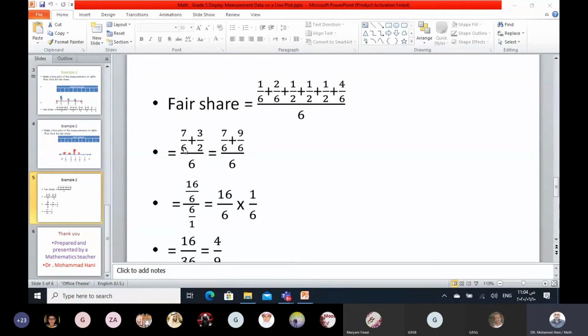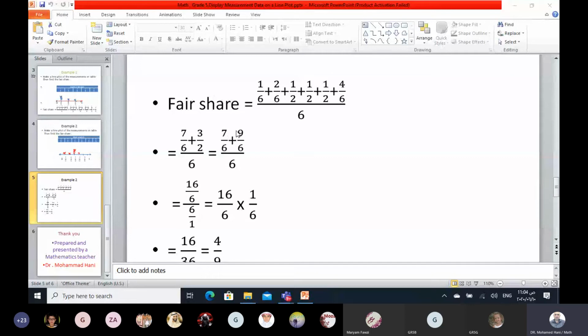Now I cannot add directly because here we have different denominators, meaning unlike fractions. So change to like fractions. How? Find the LCD between 6 and 2, which will be 6. Then multiply the whole fraction by 3. 3 multiplied by 3 will be 9. 3 multiplied by 2 will be 6. Then you can add now.